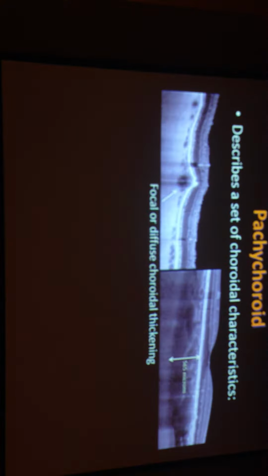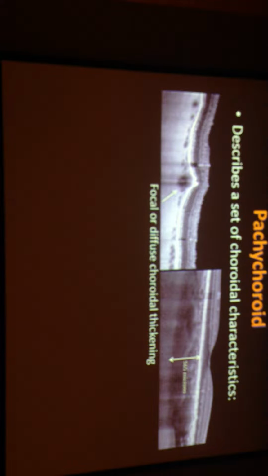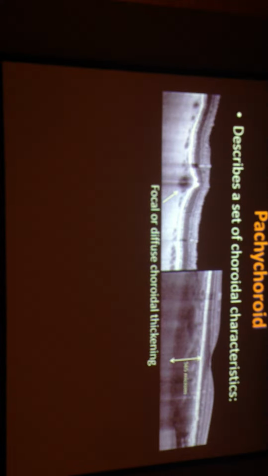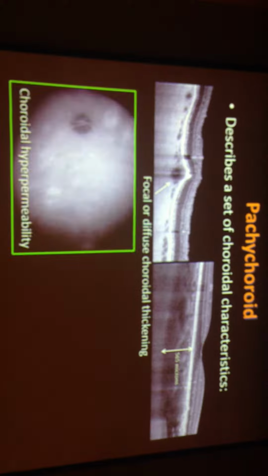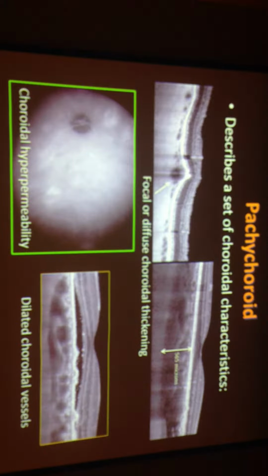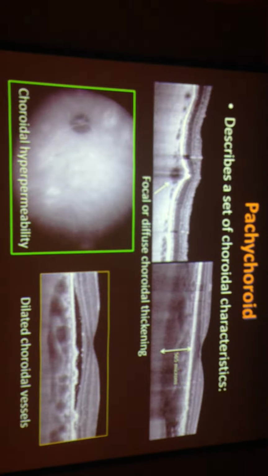So the term pachychoroid actually describes a set of choroidal characteristics, which could be focal or diffuse choroidal thickening, as you can see here, and choroidal hyperpermeability on ICG, as well as dilated choroidal vessels, which can be seen on enhanced depth imaging. You can see all the dilated vessels here, which we call pachy vessels as well.